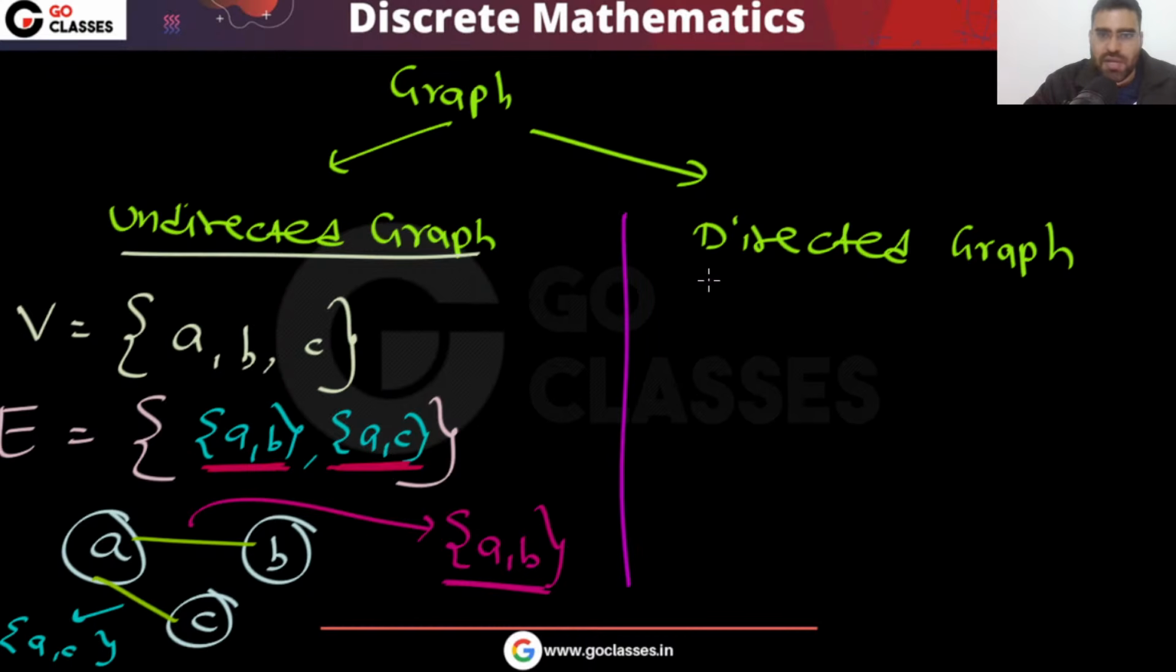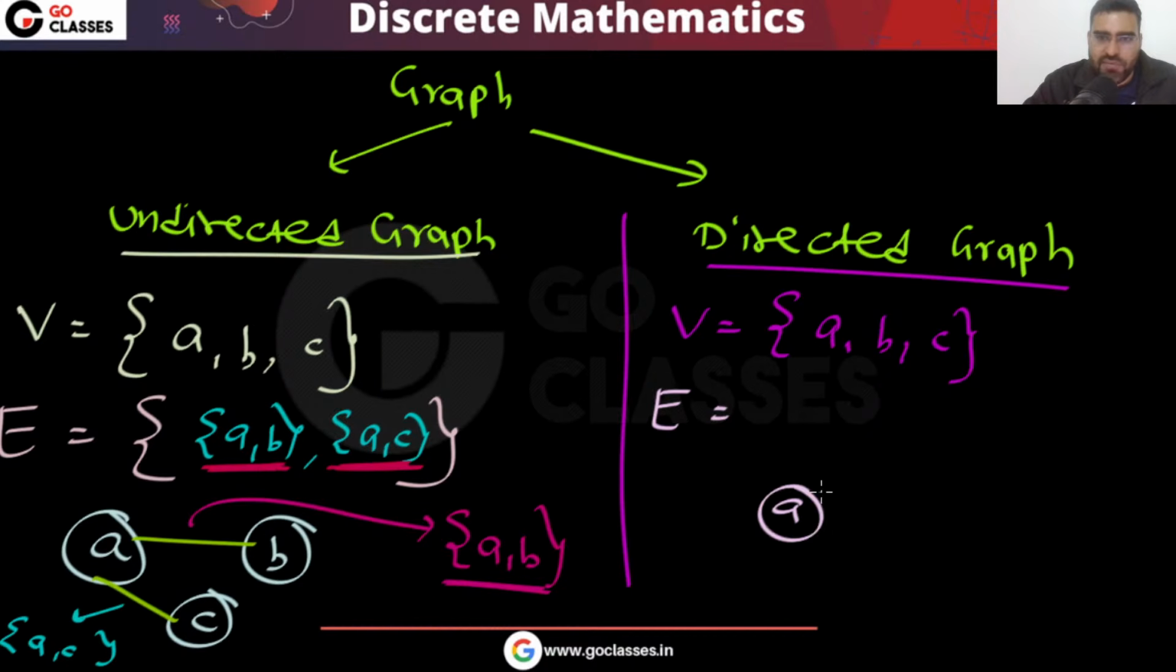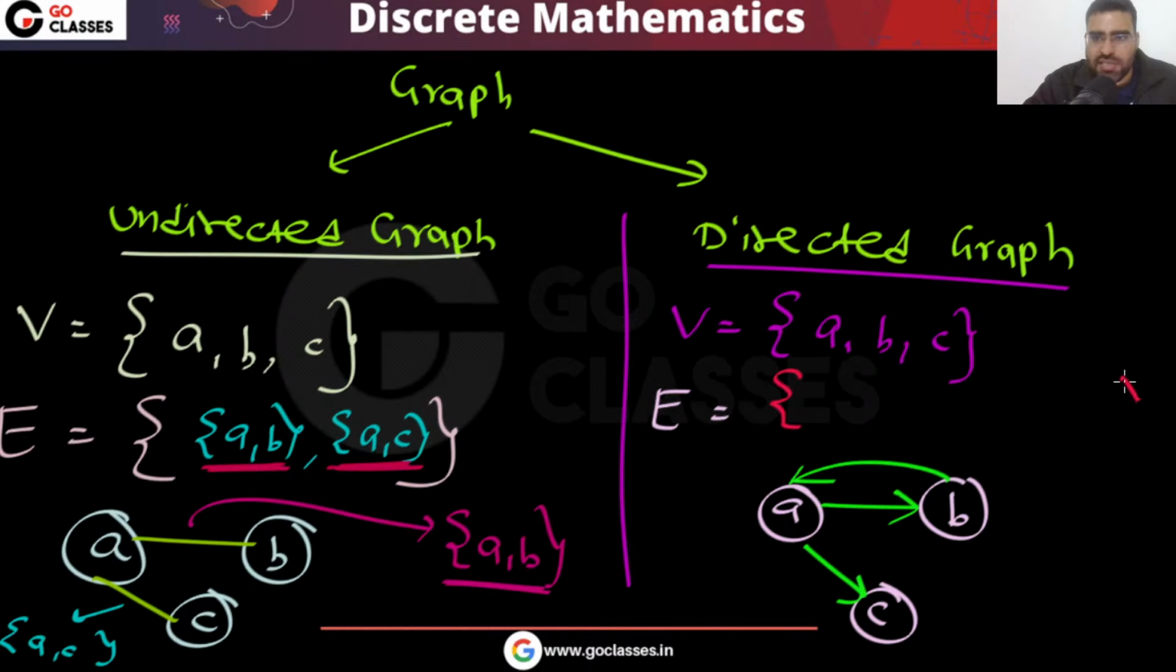Now let's see what a directed graph is. In the directed graph, the set of vertices is the same. Now what is the set of edges? In this directed graph, every edge has a direction. So for example, this is an edge. Every edge has a direction. Now I can say that this is a set of edges, but every edge is an ordered pair.